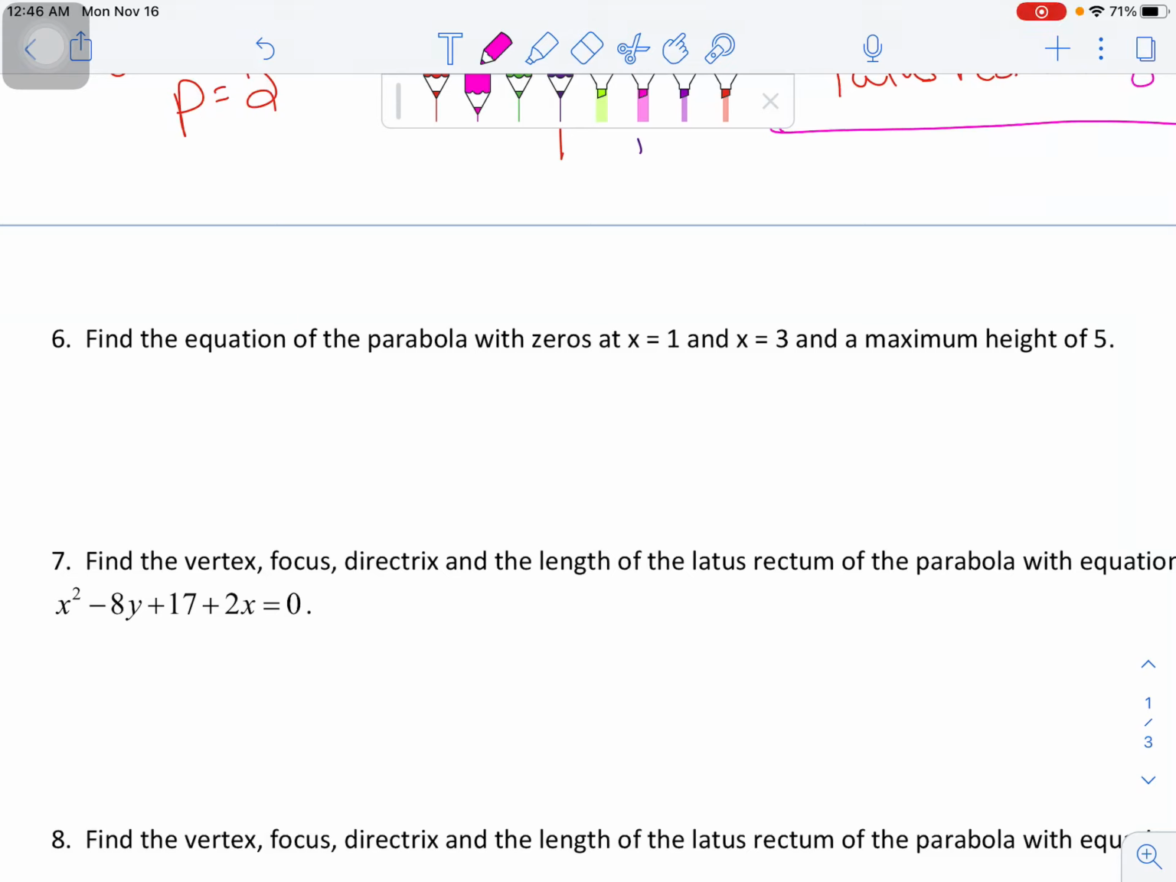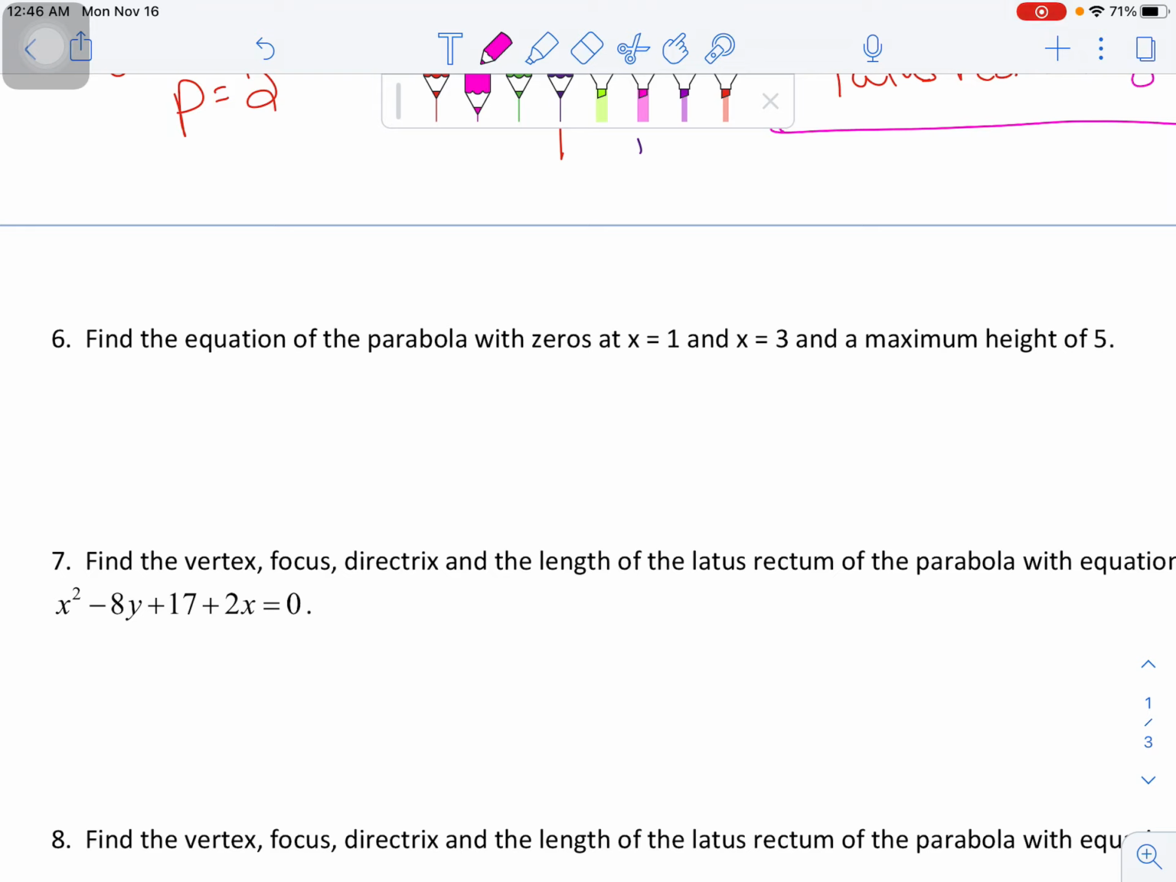So this is day 2 or video 2 of notes number 5 for the parabolas. Basically in this video, I'm going to hit certain questions on page 2, the ones that are not like what was on page 1. And basically that would be number 6. So problem number 6, we've got a parabola with zeros at x equals 1 and x equals 3 and a maximum height of 5. We're supposed to write the equation.